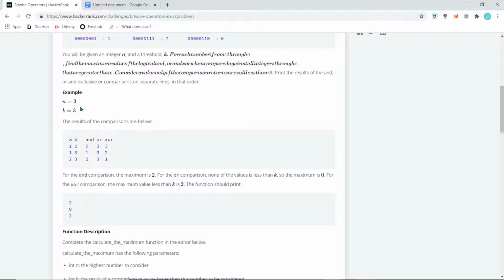The example here is n is equal to 3, k is equal to 3. So this is our first integer, this is our second integer, and the second integer is the limit, and n signifies what possible values we have for our operations, the numbers on which we can do operations. So the numbers available to us are 1, 2 and 3. Since the value of n is 3, we can do operations on 1, 2 and 3.